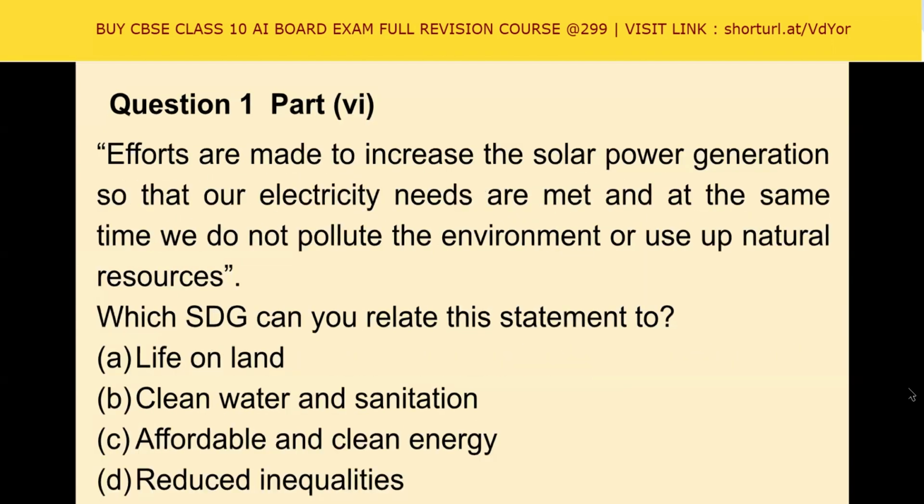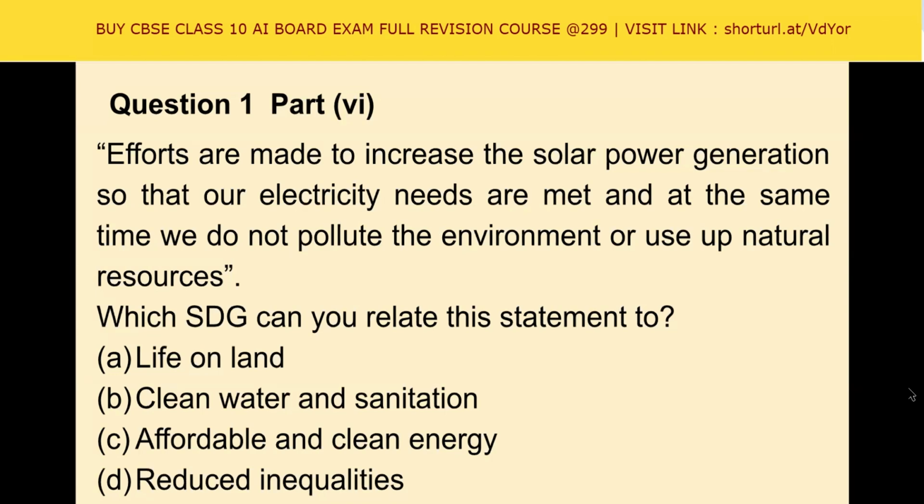The next one is: efforts are made to increase the solar power generation so that our electricity needs are met, and at the same time we do not pollute the environment or overuse natural resources. Which SDG can relate to this statement? If you read it very carefully, it is about increasing the solar power generation. So we are trying to use a safe source of energy. Obviously it is not life on earth or clean water. It is affordable and clean energy.